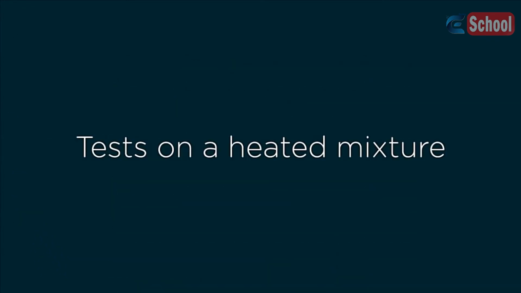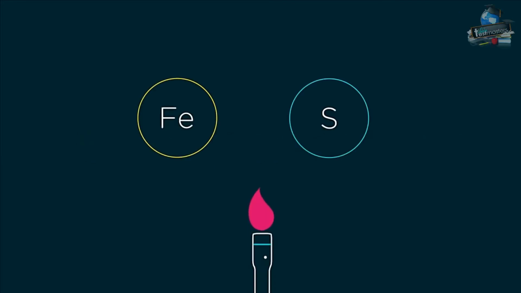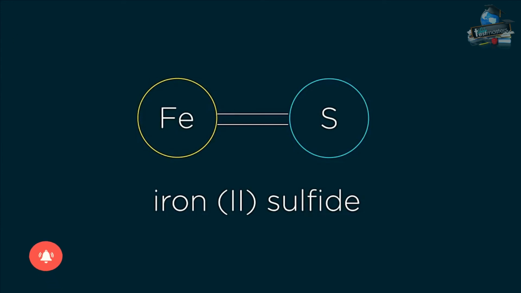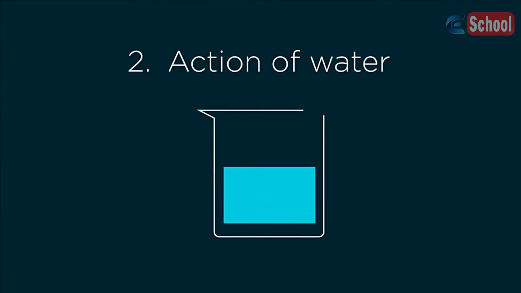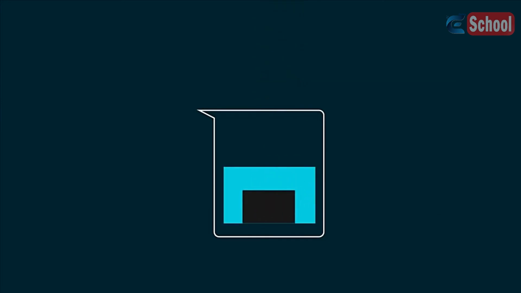Finally, let us perform the same 4 tests on a heated mixture of iron and sulfur. Heating the mixture of iron and sulfur causes the iron and sulfur to bond chemically to form the compound iron 2 sulfide. Now, let us look at how the compound iron 2 sulfide behaves in the 4 tests. Test 1. The compound iron 2 sulfide is a black solid, so it appears different from that of iron and sulfur. Test 2. Action of water. In water, the iron 2 sulfide compound sinks and there is no separation.